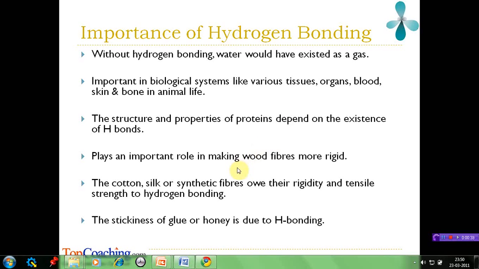The structure and properties of proteins also depend on the existence of hydrogen bonds. Hydrogen bonding plays an important role in making wood fibers more rigid and thereby increasing their utility as an article of housing, furniture, etc. Cotton, silk, or synthetic fibers owe their rigidity and tensile strength to hydrogen bonding. The stickiness of glue or honey is also due to hydrogen bonding.